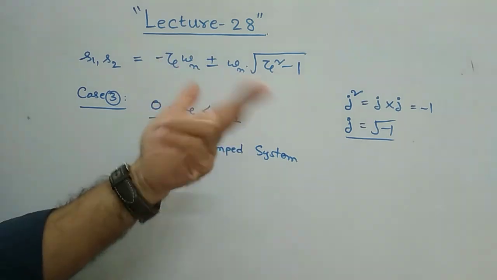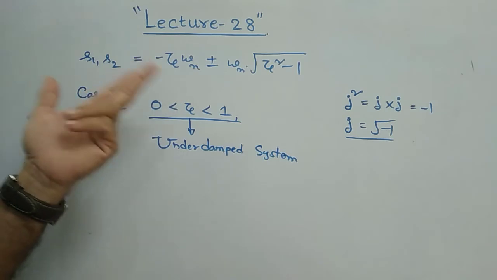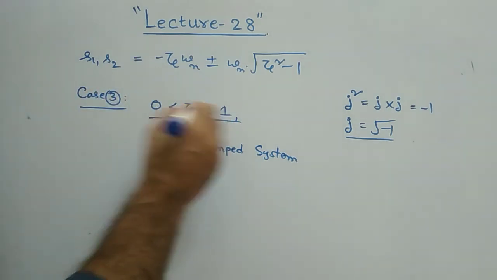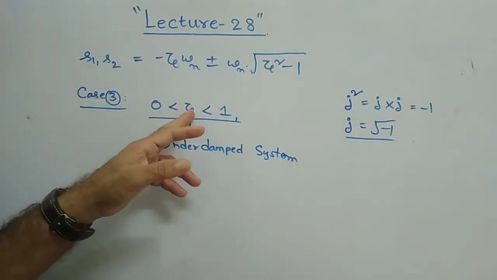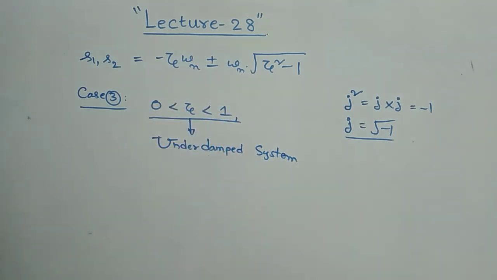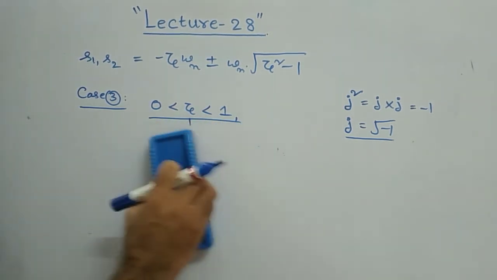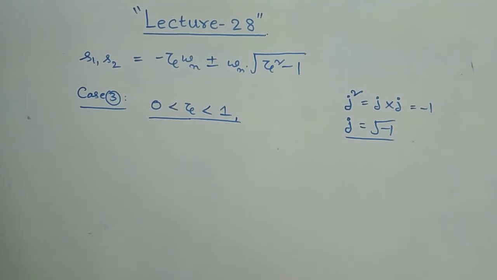Then we will study its behavior, its characteristics, for this condition only. This condition is very, very important. So if zeta lies in between 0 and 1, then that is called an underdamped system. Okay, for this underdamped system, what will be the roots? What will be the values of S1 and S2?